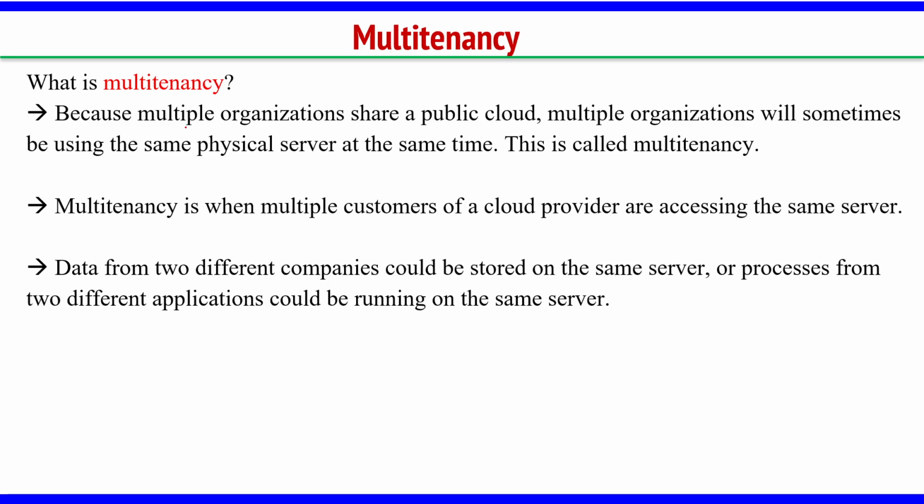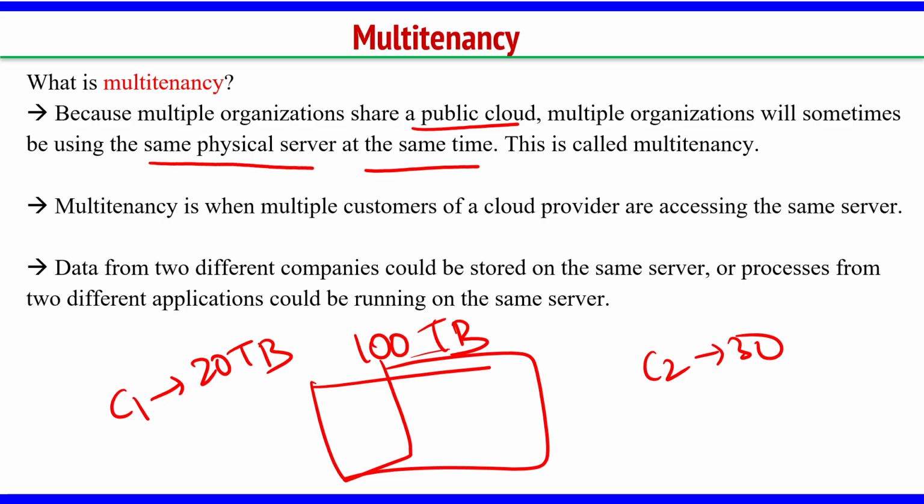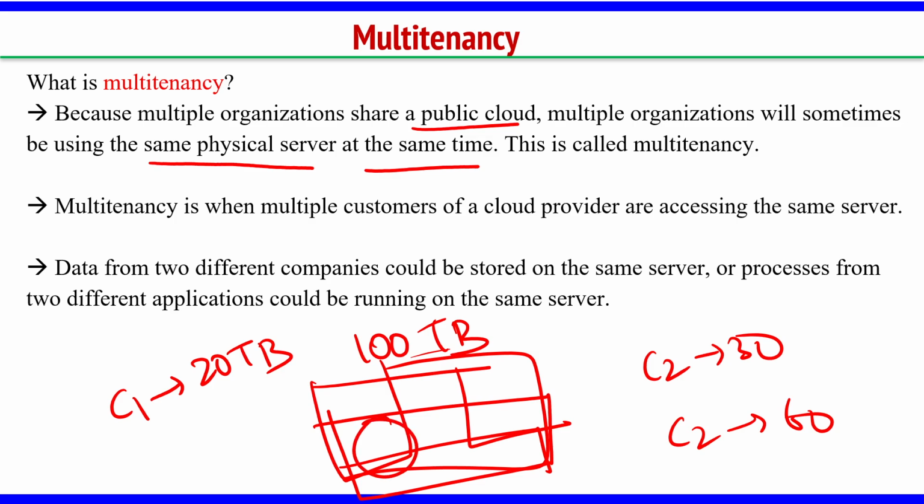Multi-tenancy. Because multiple organizations share a public cloud, multiple organizations will sometimes be using the same physical server at the same time. Say I am the cloud provider, I have some 100 TB space, company 1 requests 20 TB, I give them 20. Another company requests 30, I give them 30. Somebody else comes and requests 60, I am giving them 60. I know that they will not be using the requested amount of space. So this is called multi-tenancy.